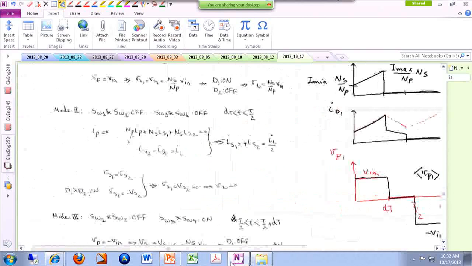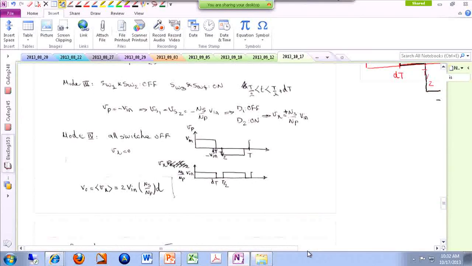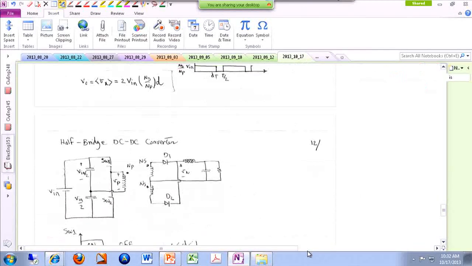All right, so this was all about the push-pull topology. You will see at least hundreds, if not thousands, of papers just focusing on the push-pull converter and trying to make sure the magnetizing inductance is not saturated. There are lots of papers out there.